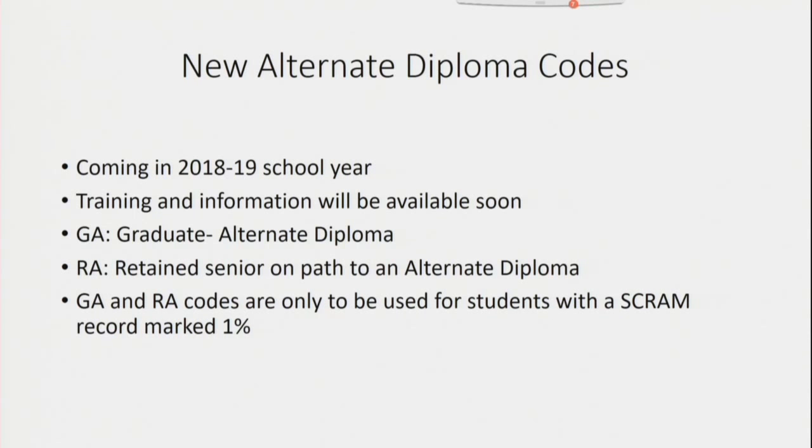But just to give you a heads up, the GA code will mean graduate alternate diploma, and the RA code will be the retained senior code for a student that is on the path to an alternate diploma. So in the past you may be familiar with the GT code, but now if it's a student that's on the alternate path to an alternate diploma, you will use the RA code. GA and RA codes are only for students with significant cognitive disabilities, and so those are students that have a SCRAM record marked 1%. So just to keep that in mind and to clarify that for you.